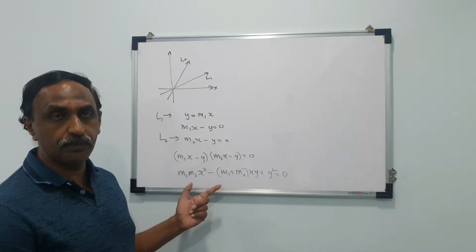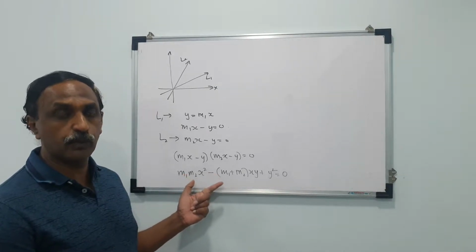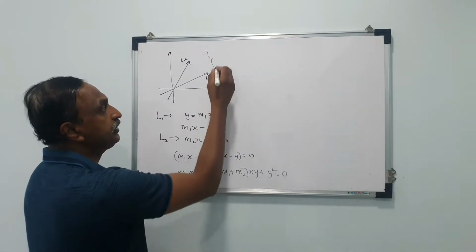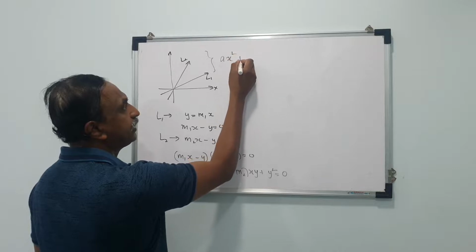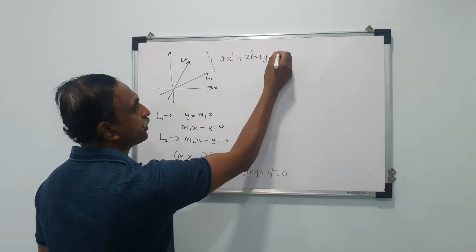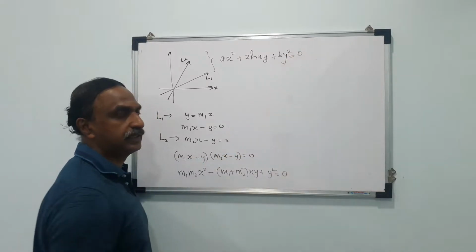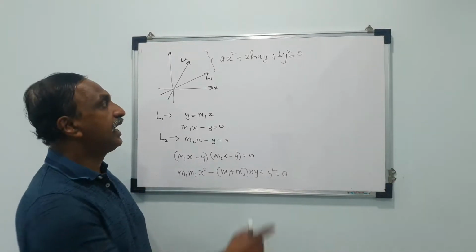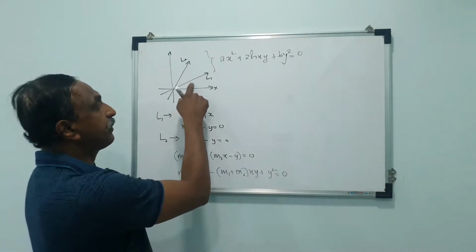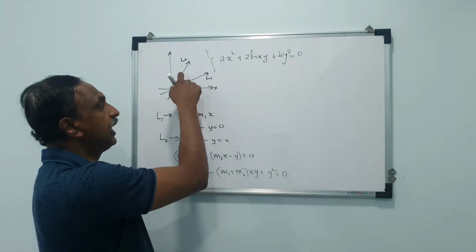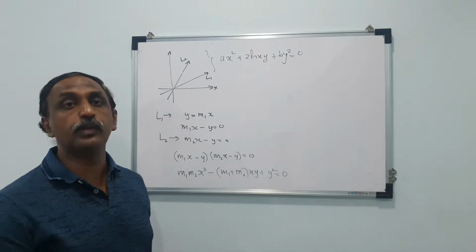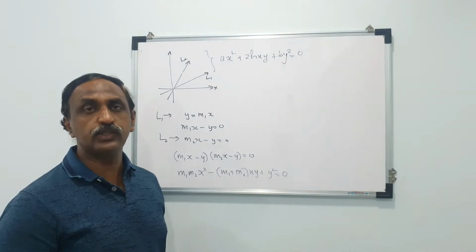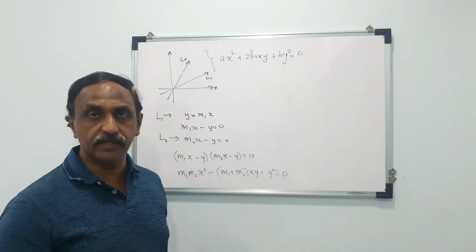And the general equation, that means we need to write the general equation of two lines passing through the origin. It will be of the form ax square plus 2hxy plus by square equal to 0. It is like this: a single line's equation, we know, is a linear equation. Same way, every homogeneous equation represents the combined equation of two lines which are passing through the origin. This is the most important thing to remember here: the combined equation of any two lines passing through the origin is always a homogeneous equation of second degree.